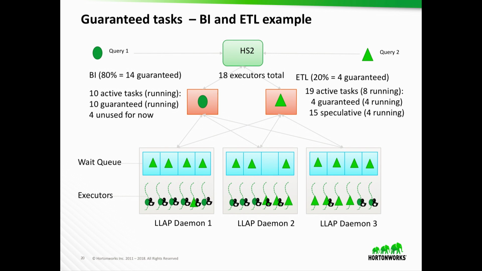So at this point, we can speculatively go and do work stealing from the other queue which has those 4 slots available. We use them and then run the queries. At the same time, if something else comes into the BI queries, those 4 slots will be taken back. The ETL query will be preempted, and we can make forward progress. So this is workload management.